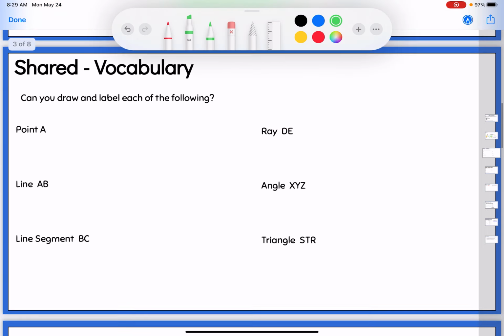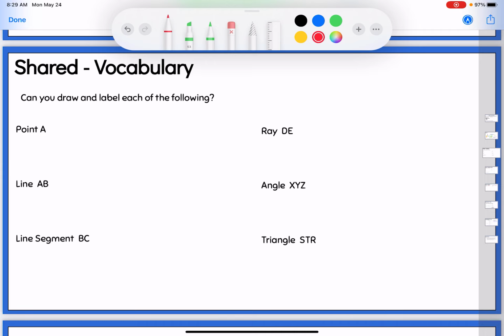All right, now a little more vocabulary. Let's see, can you draw these? All right, now when it says label, it means like put the letters in your picture. Okay, so see if you can pause your video and draw these. How many of them can you get without me?